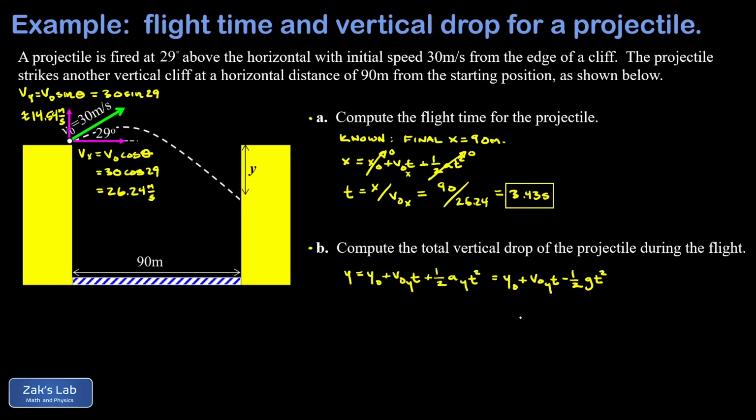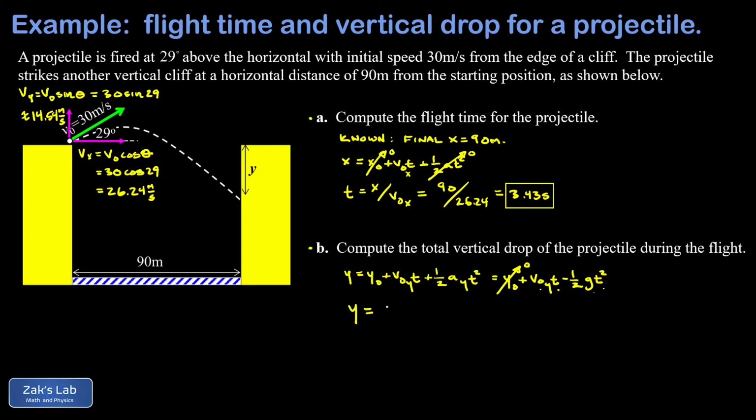Now I'm going to go ahead and say that the origin for my y coordinate is the point of the launch for this projectile. In other words, y naught is equal to 0. This is going to give us a final y coordinate that's negative, but the magnitude of that tells us the drop distance that we're looking for. So we have the flight time, that's t, and we have g, of course, and we have the initial y velocity. So it looks like we're ready to just plug things in.